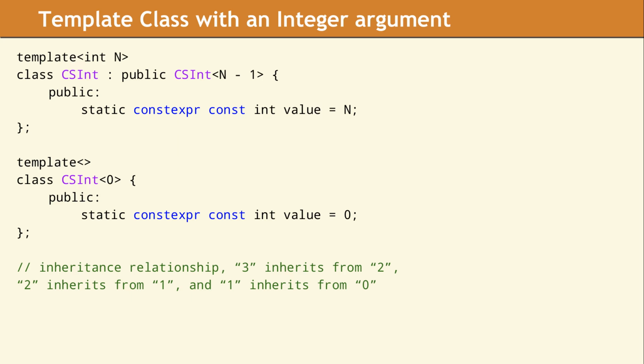So this means if we declare a csInt 3, it will inherit from 2, 2 inherits from 1, 1 inherits from 0, and then the inheritance stops at the 0 level. The whole purpose of this is to define the data member named value, which is a constexpr int, which will return the original n that the template was invoked with.